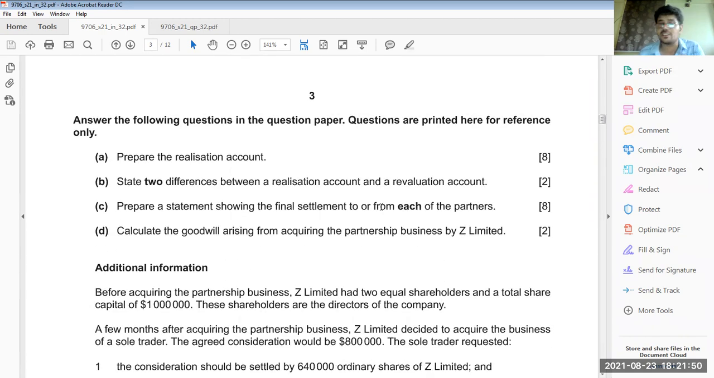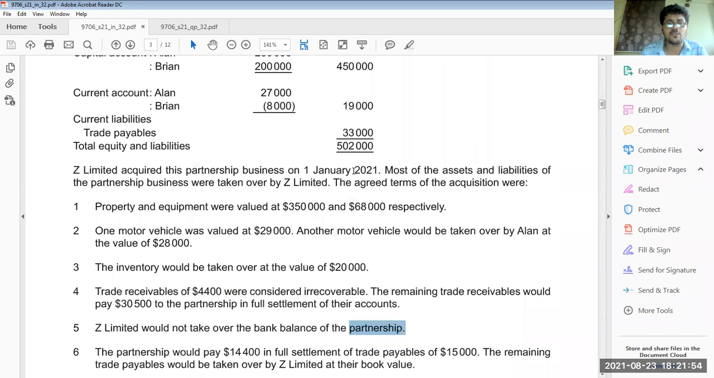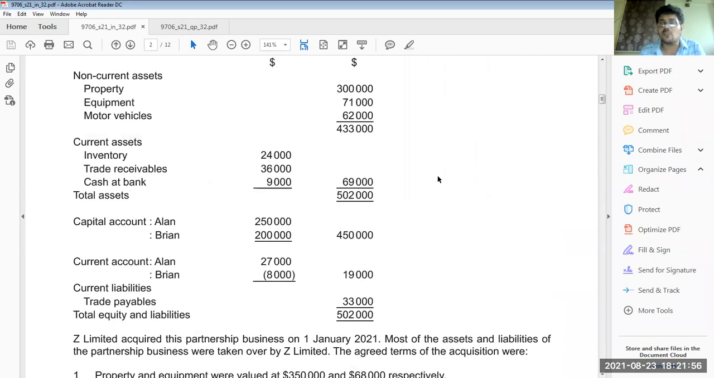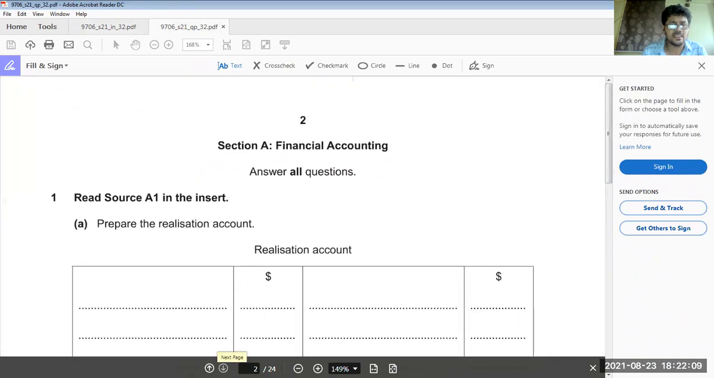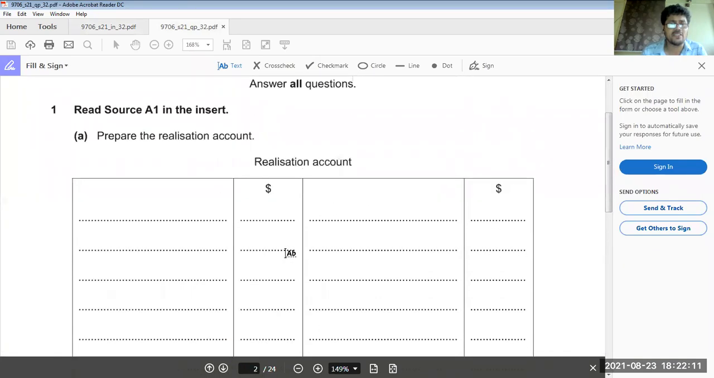Prepare the realization account. So realization account is prepared only for those items which are taken up by them. Are you getting my point here? Taken up by them at their book values. Okay. Now we'll make the realization account.